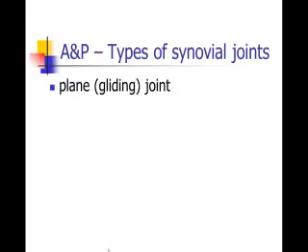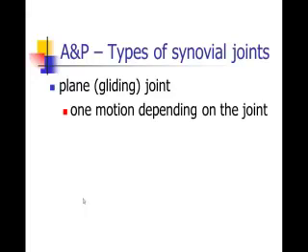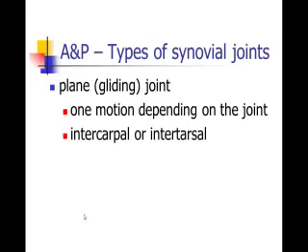We have plane joints or gliding joints. Sometimes they're called sliding joints even. Plane joints typically allow for one kind of motion, although in theory, if you look at one, you would think they would allow for two. Generally, one of the two motions that they might be able to have is prevented by the surrounding structures at the joint. Okay, so the intercarpal joints are plane joints, as are the intertarsal.